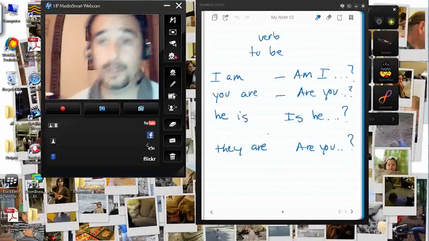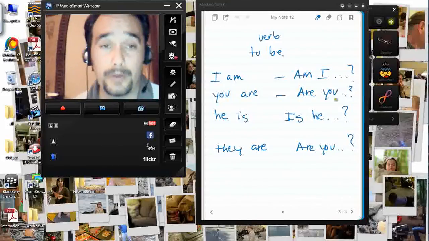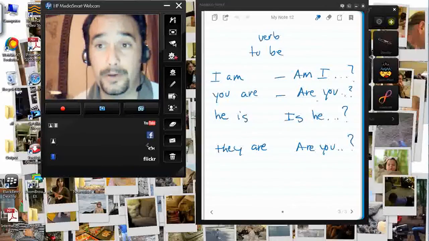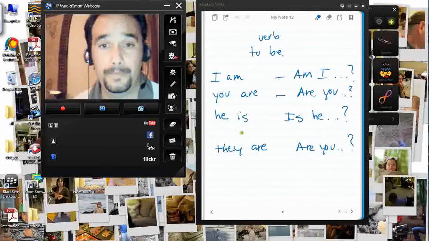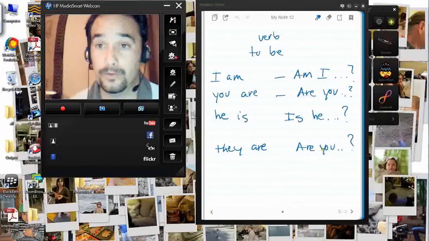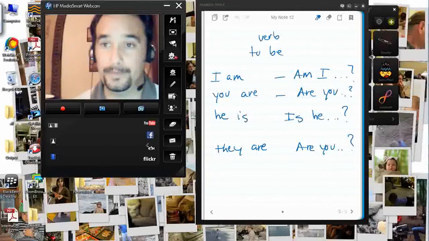Alright, the verb to be. Now I'm going to go over how you form questions with the verb to be, how you form the negative with it, and how it compares to other verbs. Okay, I am becomes am I, you are becomes are you, he is becomes is he, and they are becomes are they. So you just invert it. It just flips over.